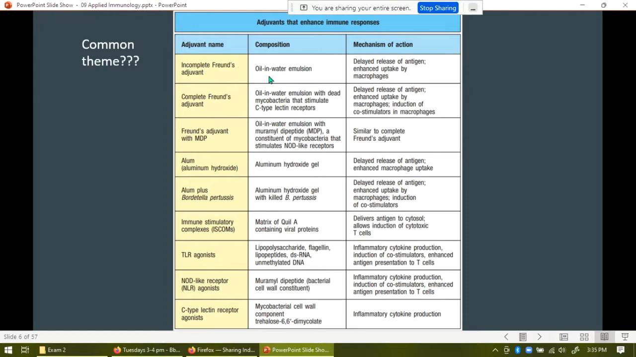Now in mice, they often use Freund's adjuvants. Incomplete Freund's adjuvant is an oil in water emulsion. Basically, you throw some oil in with your antigen mixture, and then you swish back and forth 1,000 times, and eventually they just emulsify each other. Complete Freund's adjuvant contains dead mycobacteria that stimulate C-type lectin receptors, which leads to the induction of co-stimulators in macrophages. So that's one of the more common. These are two of the more common mouse adjuvants.